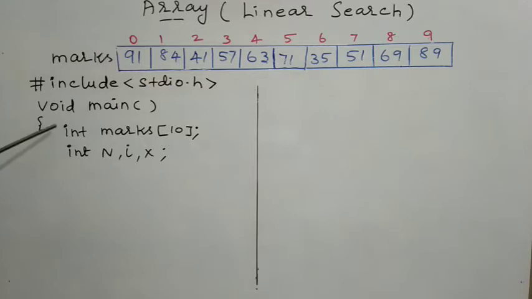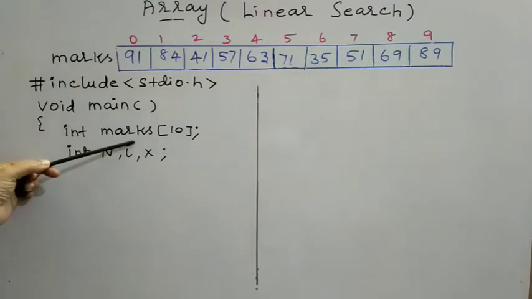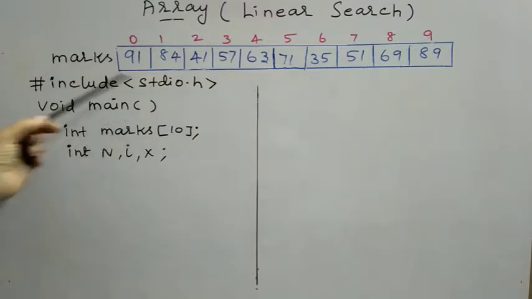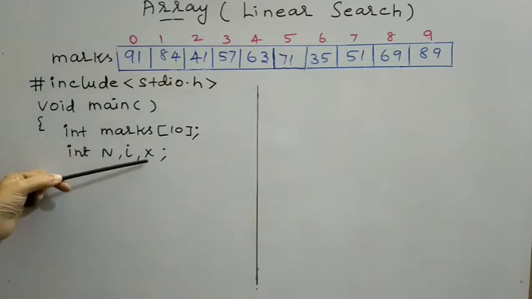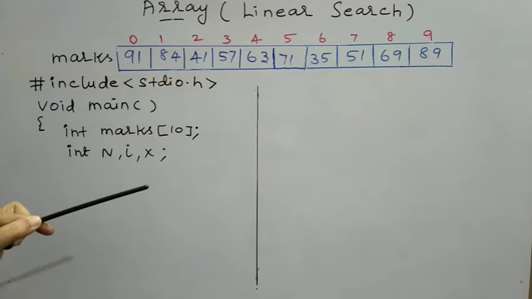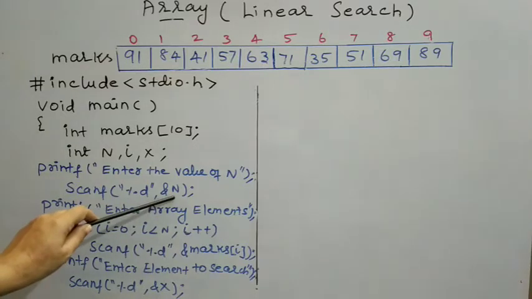Once the declaration is over, I need to get the values for these variables in the input statements. First I need to get the value for n, the total number of elements in the array. Then I need to get the elements in the array one by one, that is, I will be inputting 10 different elements. And then I need to get the value for x, the element to be searched in the array. After the declaration statement, we get values for the input variables. The first input variable is n, the total number of elements in the array.